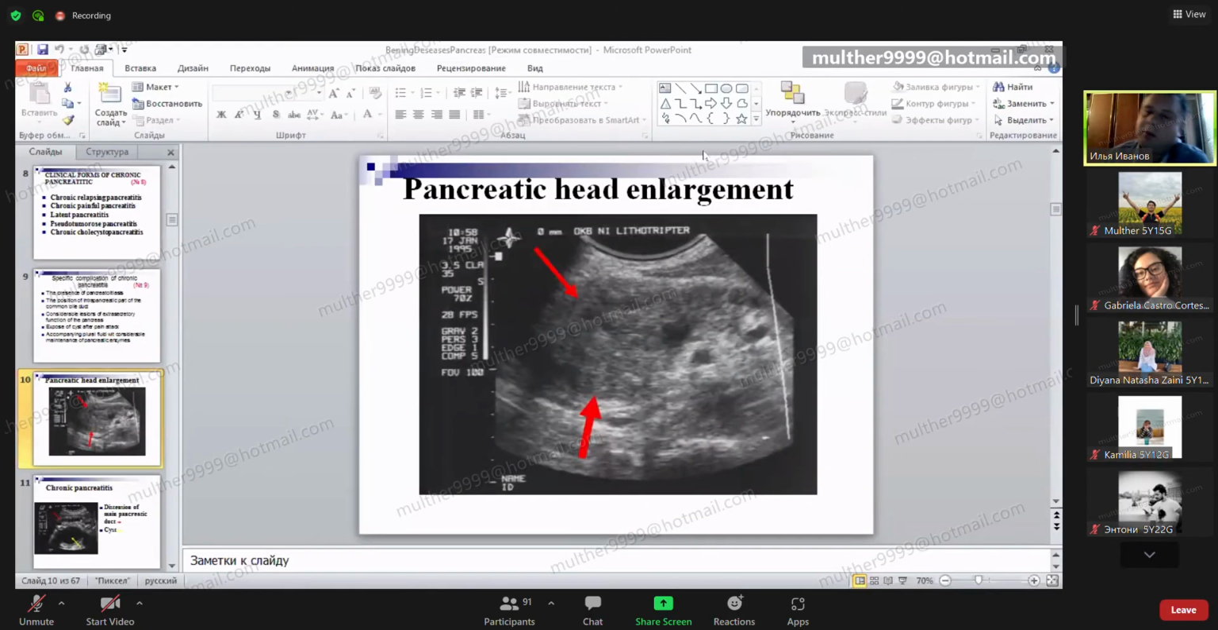One more picture about the pancreas. The first main information is the size. I need to repeat. The size of the head more than 3 centimeters is the information about a pathological process.